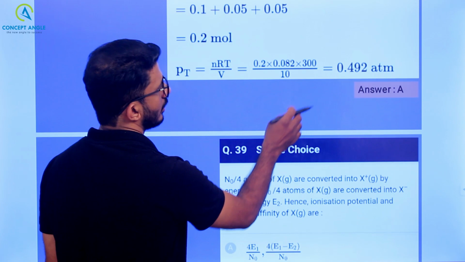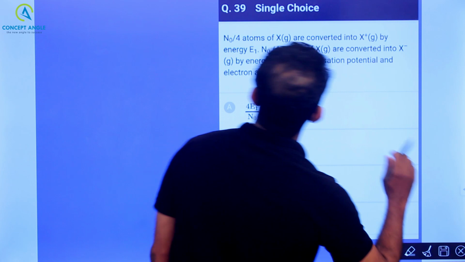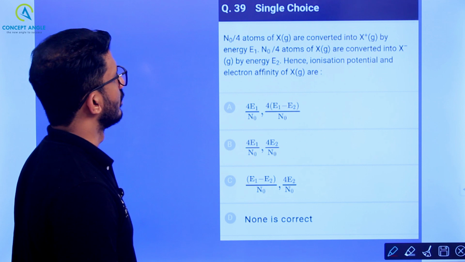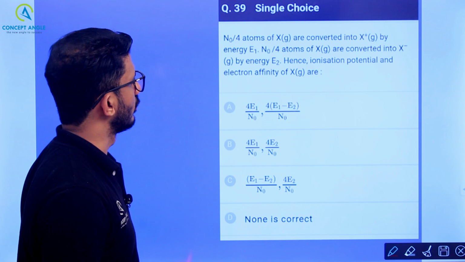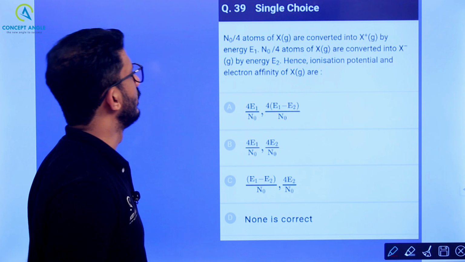Okay, next question. Question number 39. N0 by 4 atoms of X gas are converted into X plus gas, that is ionization, by energy E1. N0 by 4 atoms of X gas are converted into X minus, that is electron gain enthalpy, by energy E2. Hence the ionization potential and electron affinity of X.